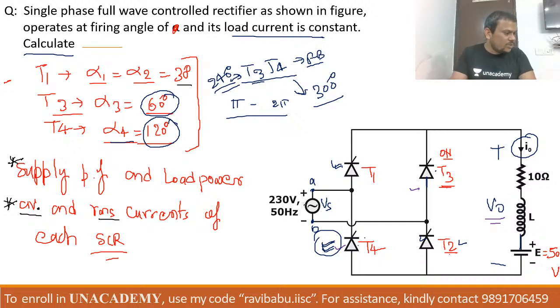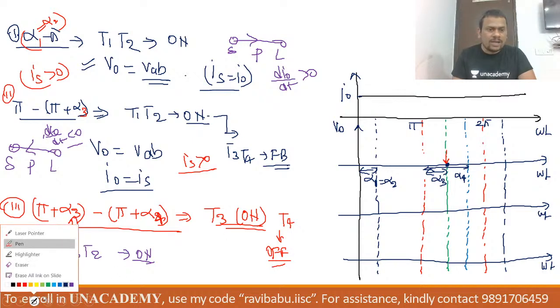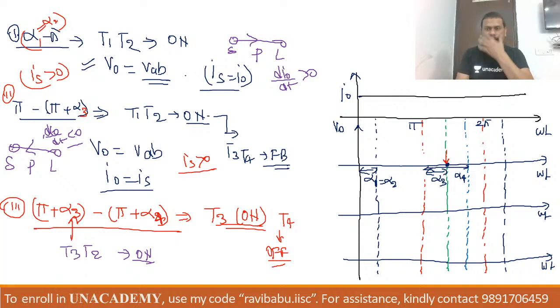Now here I want to tell you more things about this. So all the cases we have done. Now listen to me carefully, everyone. What will be the output voltage, Balak, in this range? Okay, let me select some color. Yes, blue one is okay. So I want to take this color. Now listen to me carefully. In this range alpha 2 to pi, our V0 will be, Balak, VAB. Tell me, is it clear? VAB.